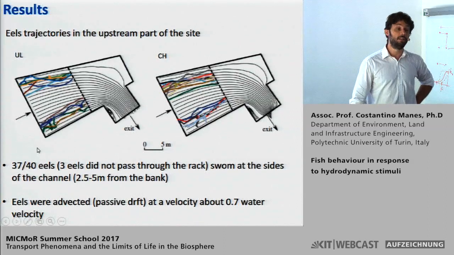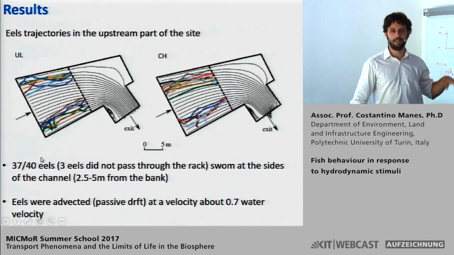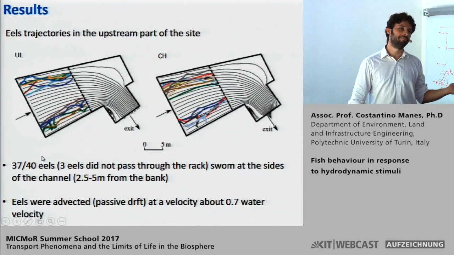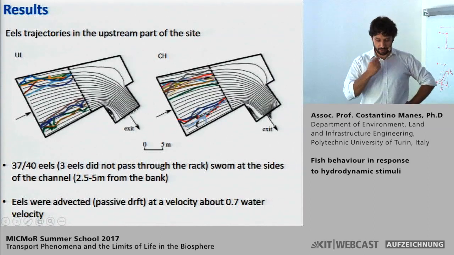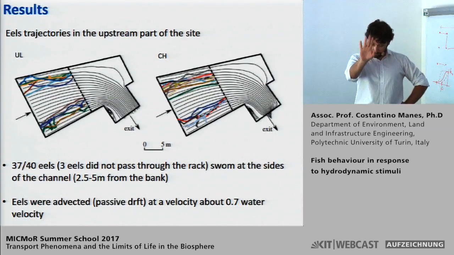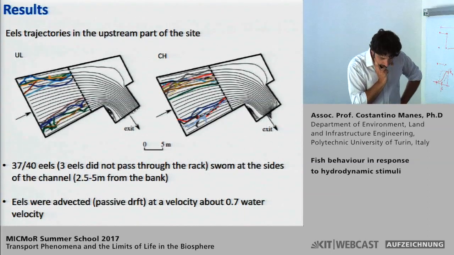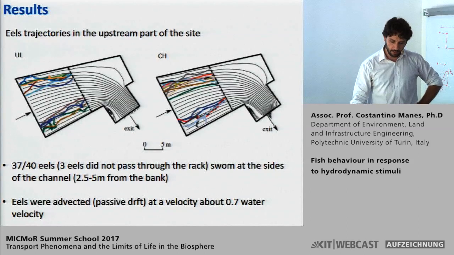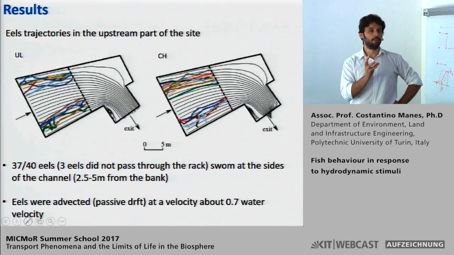37 out of 40 eels actually moved downstream. 3 eels decided to do whatever they wanted. They went upstream. We lost them. Okay. But 37, so a good percentage, went out through the barracks, and all of them swam in these 2 corridors in the channel with a velocity that was about 0.7, 0.6, the depth average velocity.